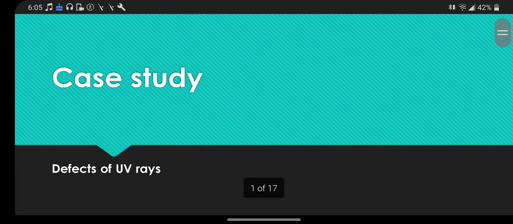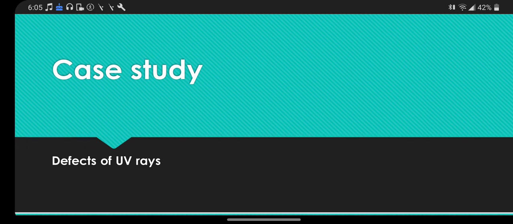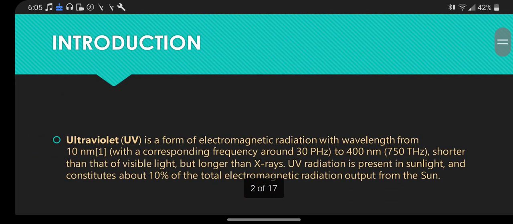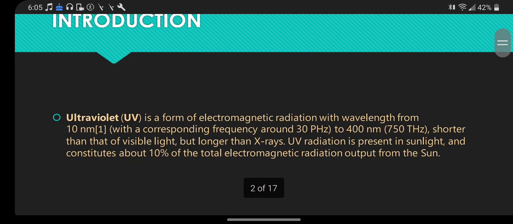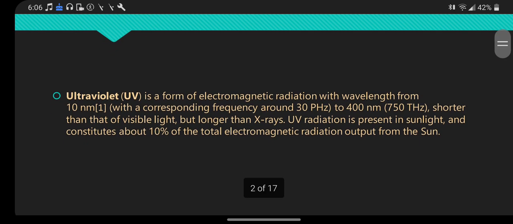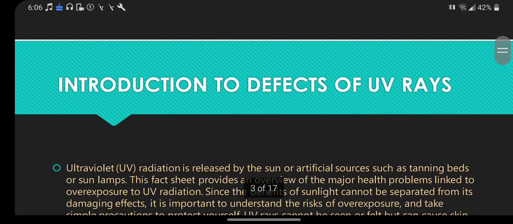Now, I would like to explain my topic of case study in physics, effects of UV rays. Introduction. UV is a form of electromagnetic radiation with wavelengths from 10 nanometers to 400 nanometers, shorter than visible light and longer than X-rays. UV radiation is present in sunlight and constitutes 10% of the whole electromagnetic radiation output from the sun.